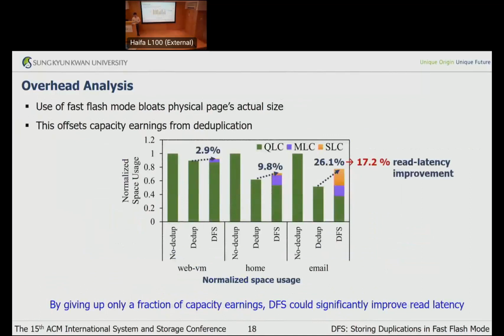Another concern of ours was space usage. The additional writes to fast flash mode also decreased the capacity of DFS. We inspected the amount of space used in each FTL. Compared to dedup, DFS did use a little more space, but it never used more than no dedup. In the image scenario here, by giving up 26% of capacity earnings, DFS could improve read latency by 70%.